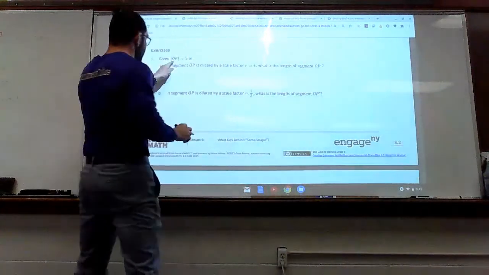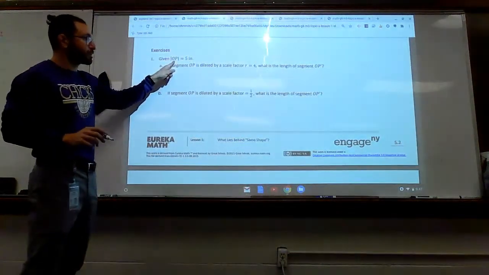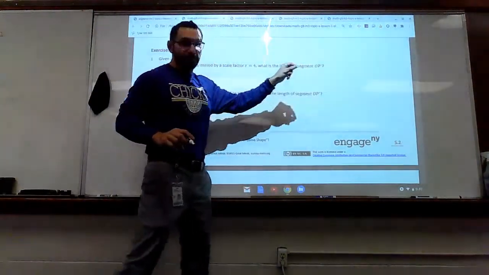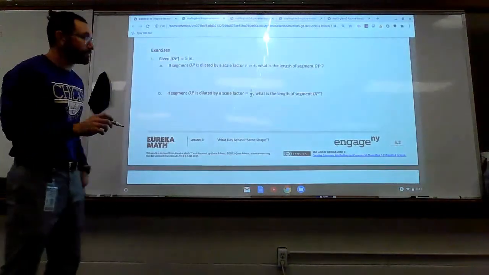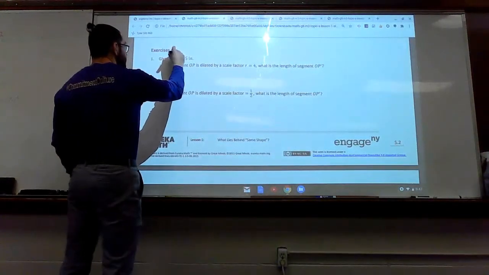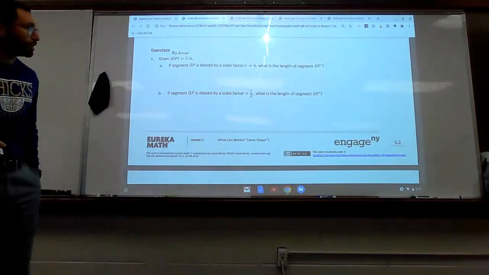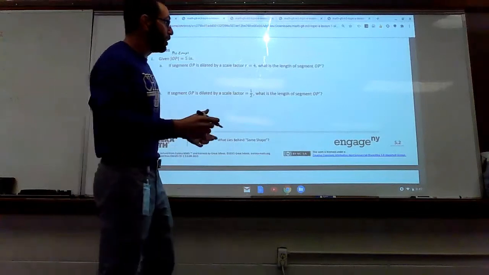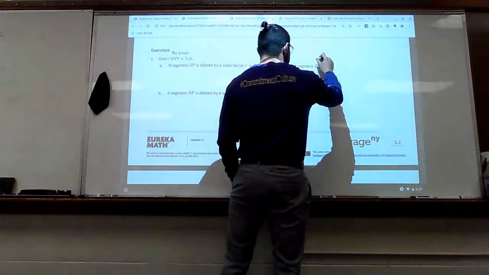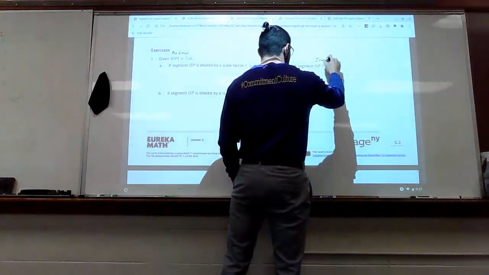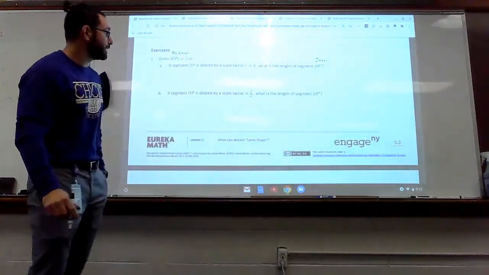When it does not have our tick marks, our primes, this is called the pre-image. This is called the pre-image. What is the length of the segment OP prime? This is called the image. So we've always got a pre-image and an image.